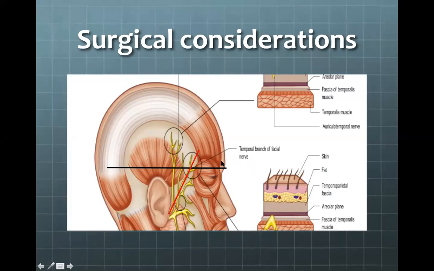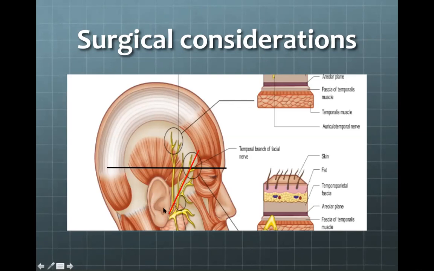There is a lot of facial nerve palsy because of surgical injury. Regarding our surgeries in oculoplastic, there is some surgical consideration. First of all, you need to know the direction of the temporal or frontal branch of the facial nerve.